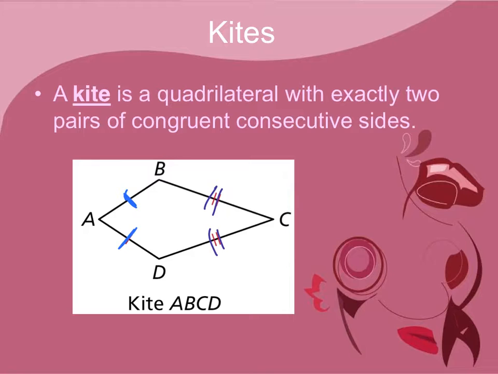Again, if there were 2 pairs of opposite sides congruent, what is it? A parallelogram, and a kite is not a parallelogram. Okay. Think about the shape of an actual kite. Like if I do this, okay, it looks like an actual kite that you used to fly in the air.